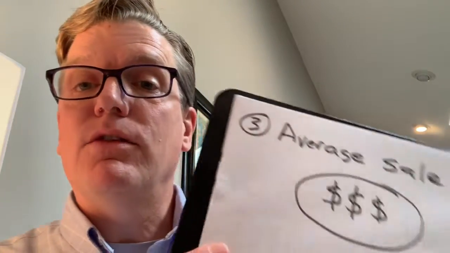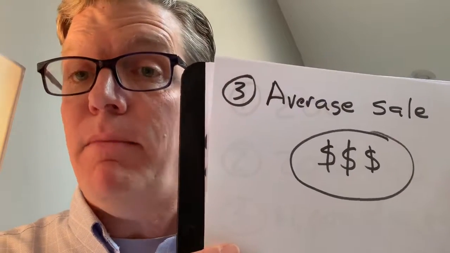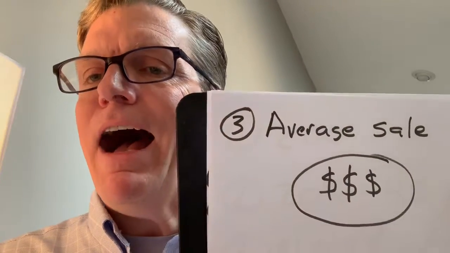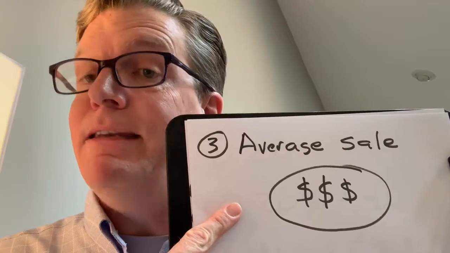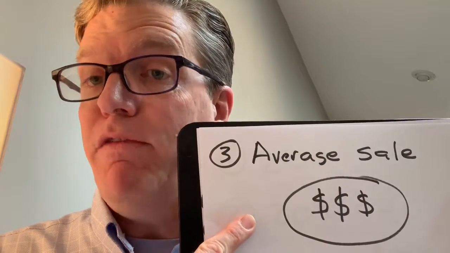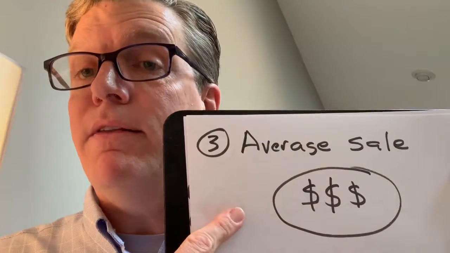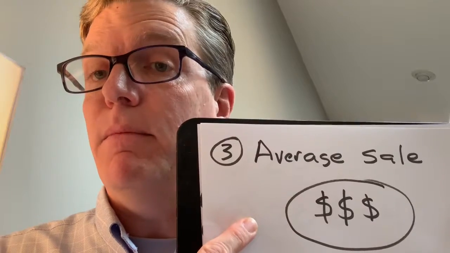The third number is what is your average sale? For each customer that buys something from you, how much money do they spend? And I'm talking about how much money they spend per sale, not the average lifetime value of the customer. That's a different number altogether. We're talking about, in this example, what is the average sale each time a customer buys something from you.